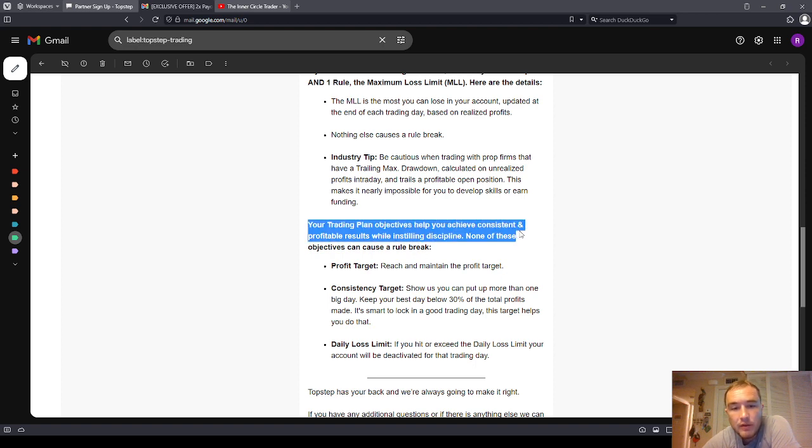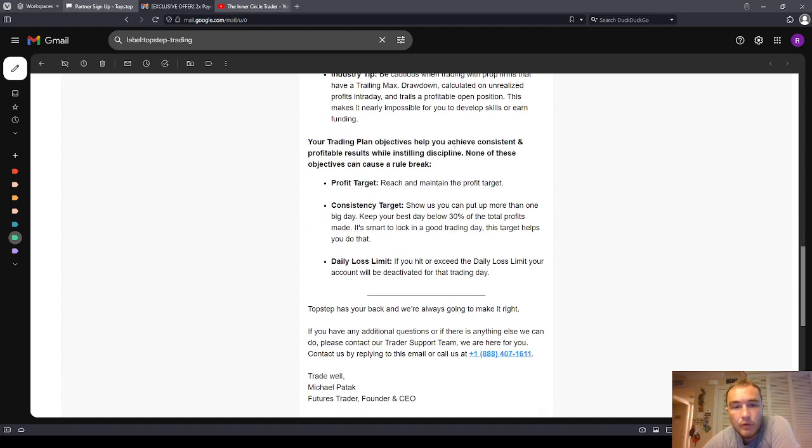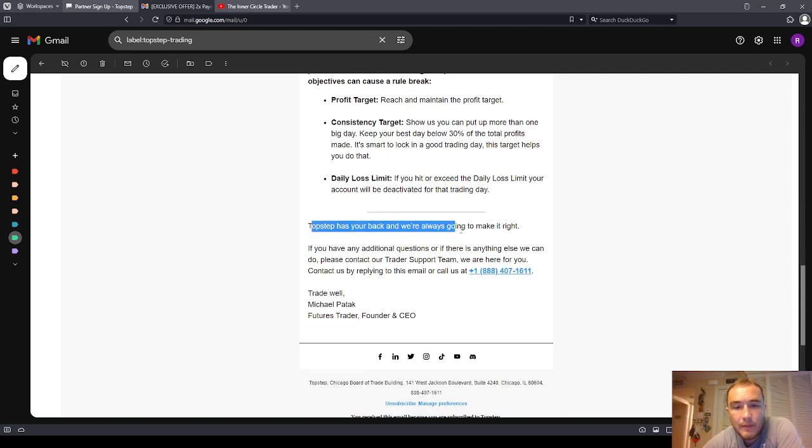Your trading plan objectives help you achieve consistent and profitable results while instilling discipline. None of these objectives can cause rule break. Profit target, show and maintain the profit target. Consistency target, show us you can put up more than one big day. Keep your best day below 30% of the total profits made. Smart to lock in a good trading day. This target helps you do that. And daily loss limit. If you hit or exceed the daily loss limit, your account will be deactivated for that trading day. TOPSTEP has your back, and we're always going to make it right. And then the support team contact. Guys, this was the right thing to do.